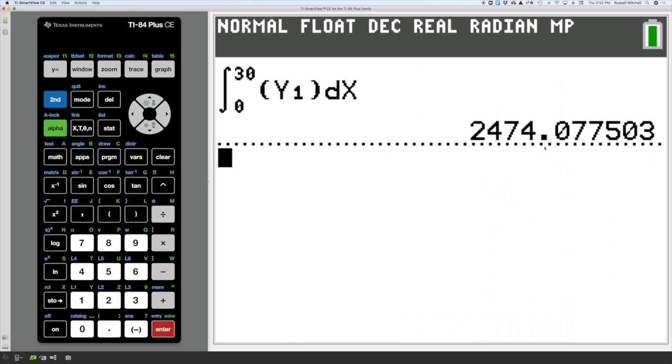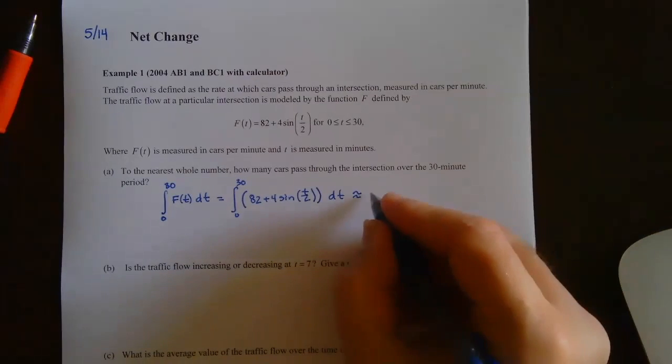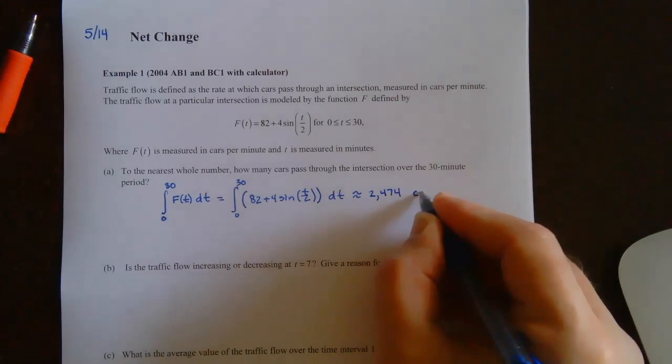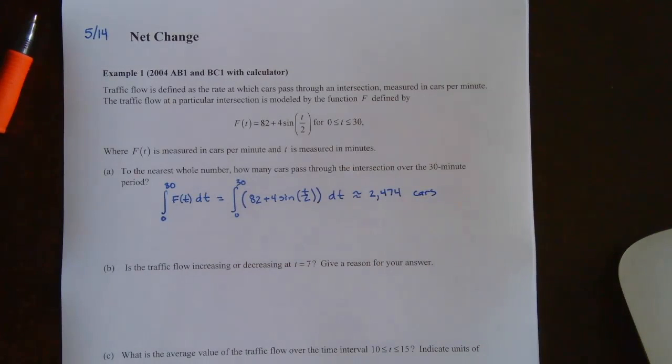We're going to go back, and we're going to record this on our paper. Okay, so this was 2,474 cars. And that's the answer, okay? That's the net change. That's the net change in the number of cars, okay?